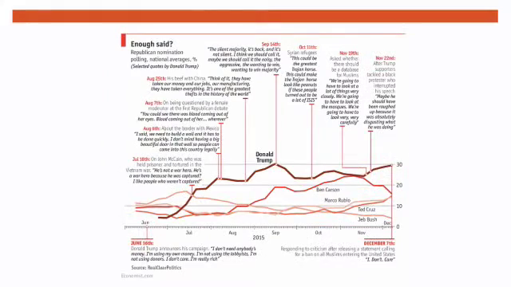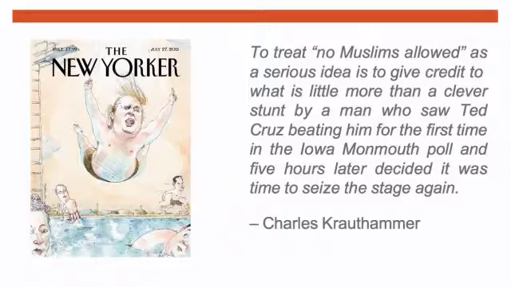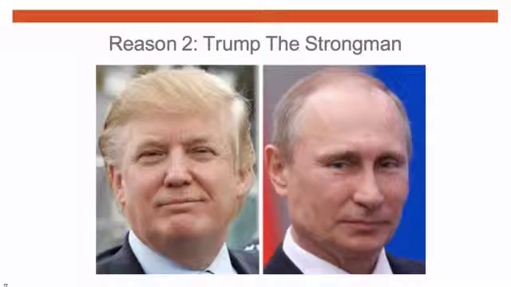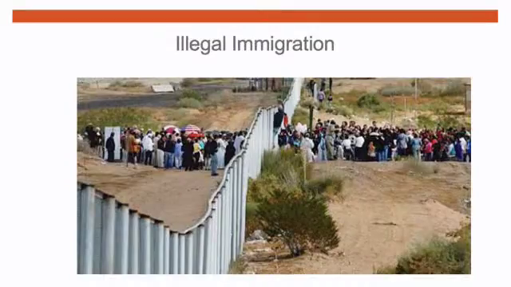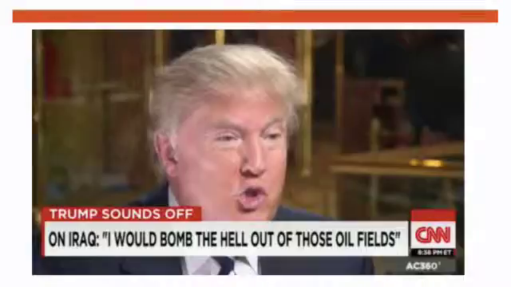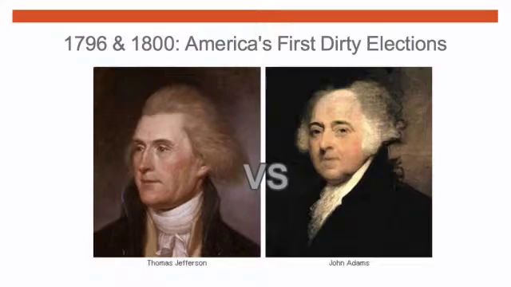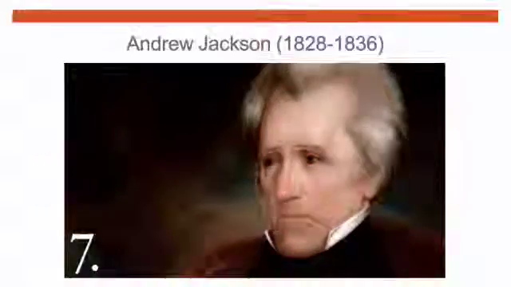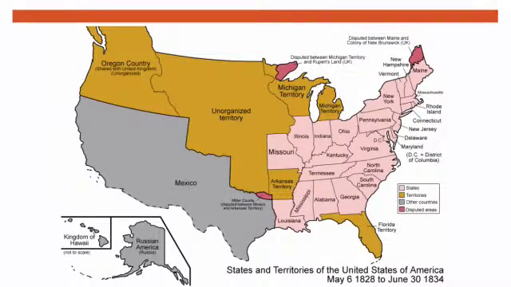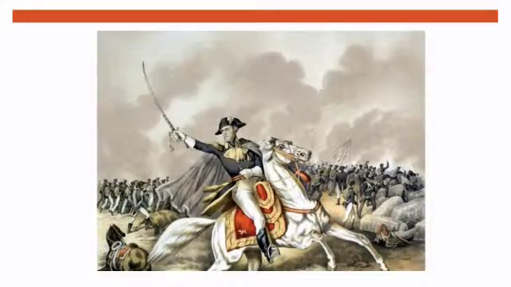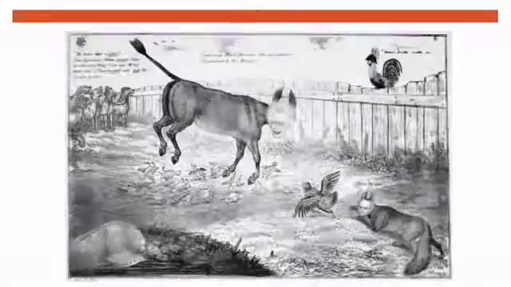One is that he manipulates the media. The second is that he's like a political strongman like Vladimir Putin, and that he addresses voter fears like illegal immigration. Then I mention the historical antecedents to Donald Trump. Andrew Jackson, and then here I'm talking about Andrew Jackson and his historical backgrounds and what are things about him that resemble Donald Trump.